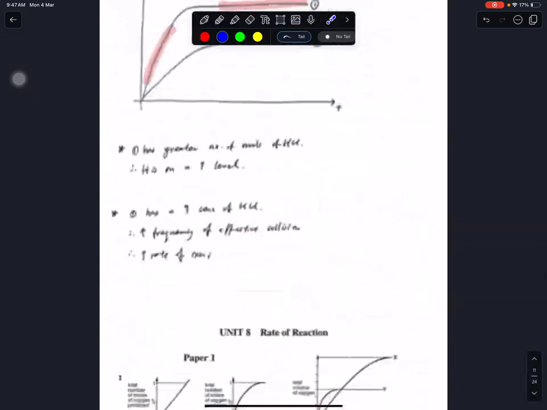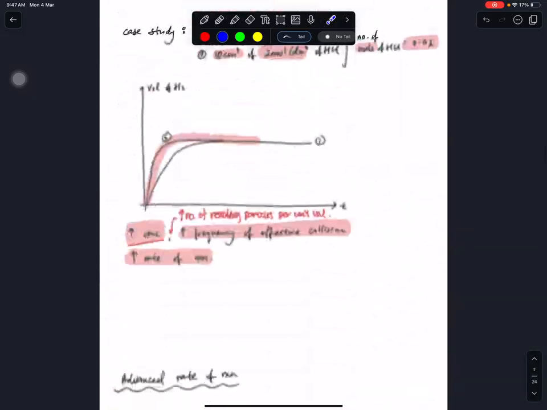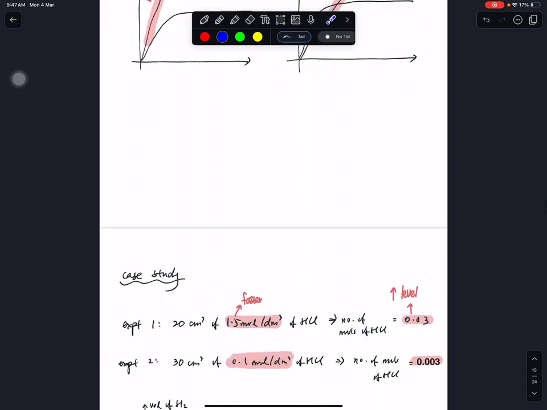Once they are done, then you can go back to the concentration page over here.